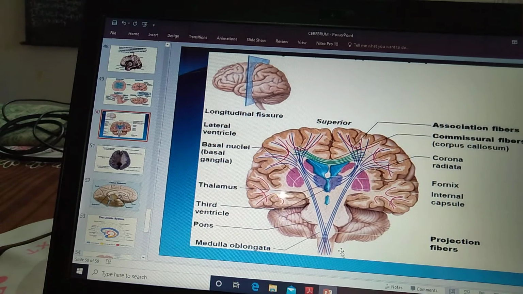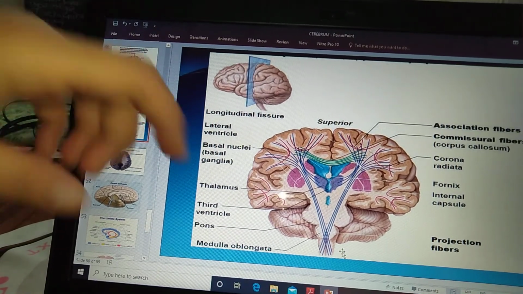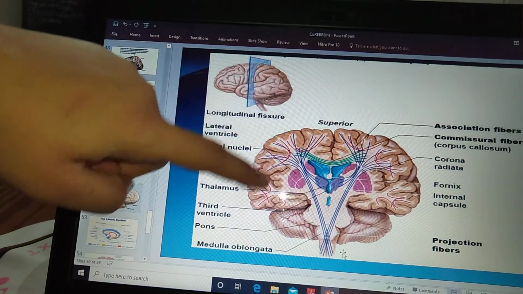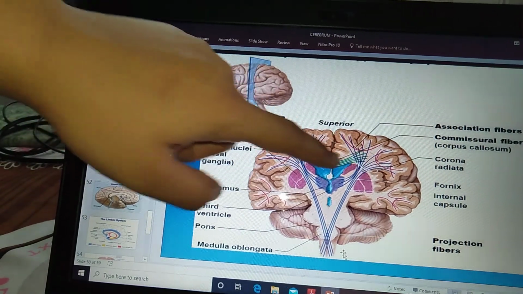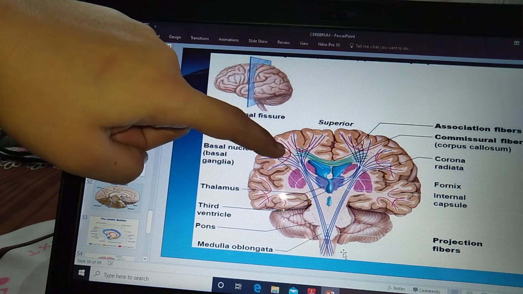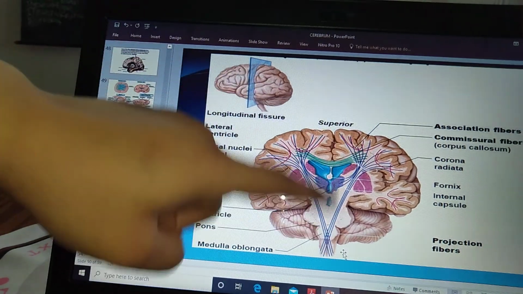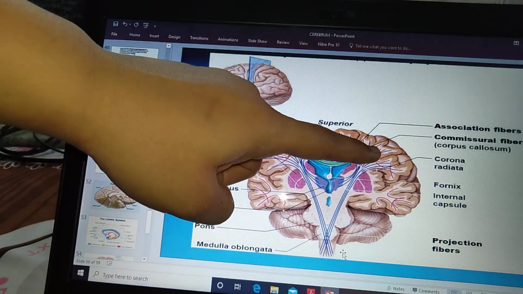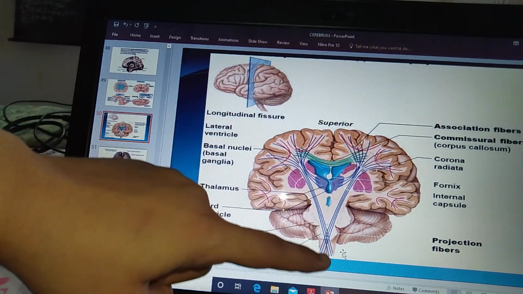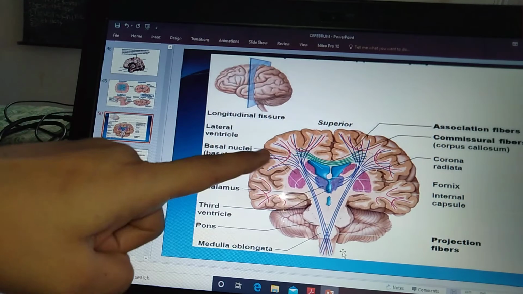Now here you can see all the types of fibers that are shown. One, you have interconnecting fibers, the association fibers. Then you have this corpus callosum that is shown, which is the commissural fibers, and these are the projection fibers that you can see, connecting the cerebral cortex to the brainstem and the spinal cord. These are the projection fibers.